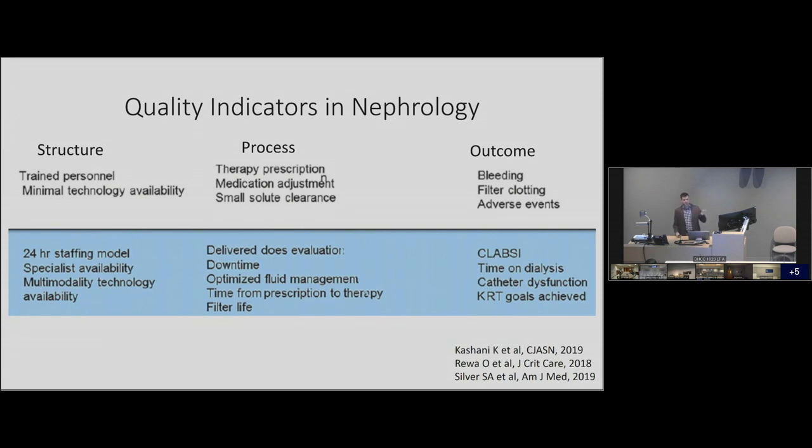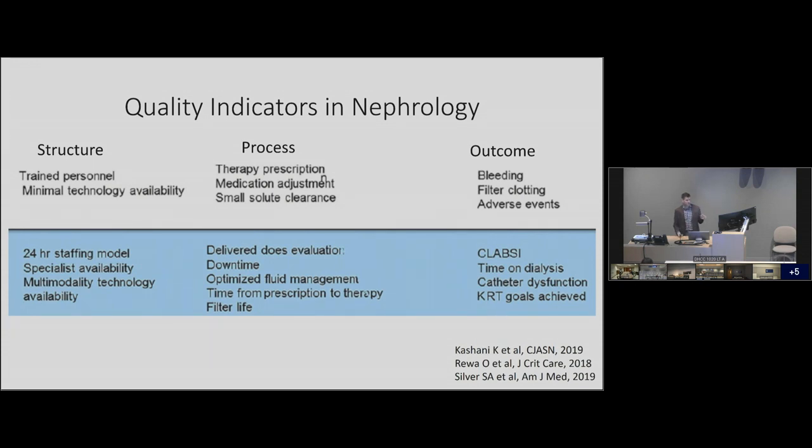So this is just one sampling of potential quality indicators looking at CRRT that one of my colleagues, Alexa Rewa, who's an intensivist in Alberta, led, and they broke them into certain structural quality indicators. Does your CRRT unit have trained personnel? Does it have the machines available? Does it have a 24-hour staffing model? Is it able to deliver certain processes? So what prescription, are medications being adjusted within a certain period of time? And tying that into outcomes, what are your bleeding rates, what are your clotting rates, et cetera. Some of these are more practical than others, and we're currently in the process of actually taking some of these indicators and seeing how usable they are to drive a real quality improvement in the intensive care unit.